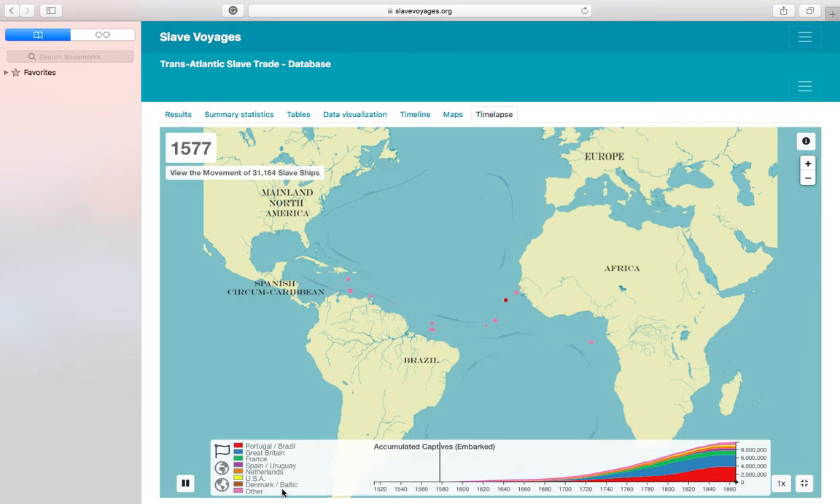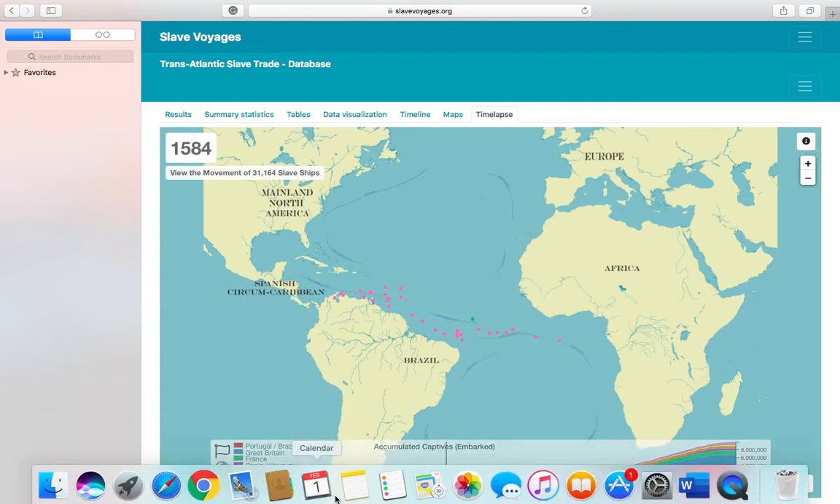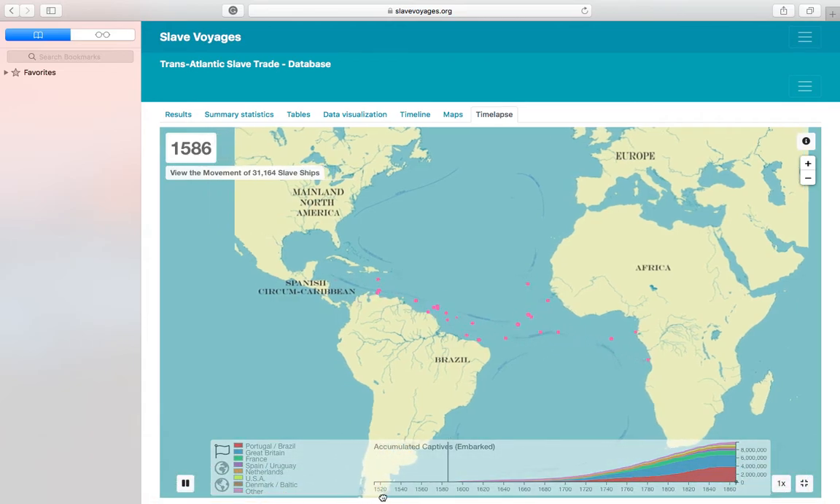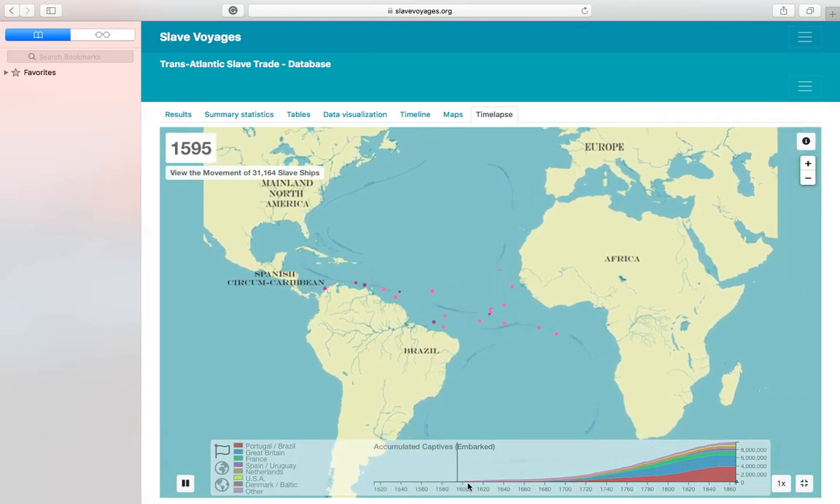And again, it's around 31,000 is the approximated number of voyages that take place. And if we move this up in time, we start to see, whoa, just the sheer number of people that this involves. And you also start to see occurrences and the arrival of East Africans as well.